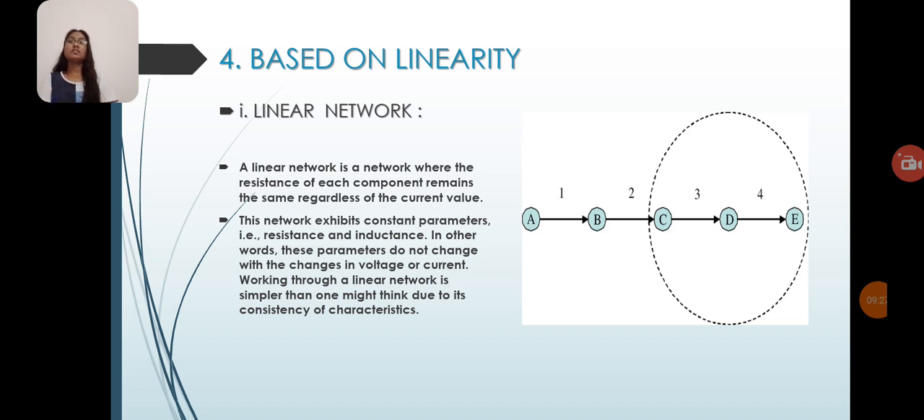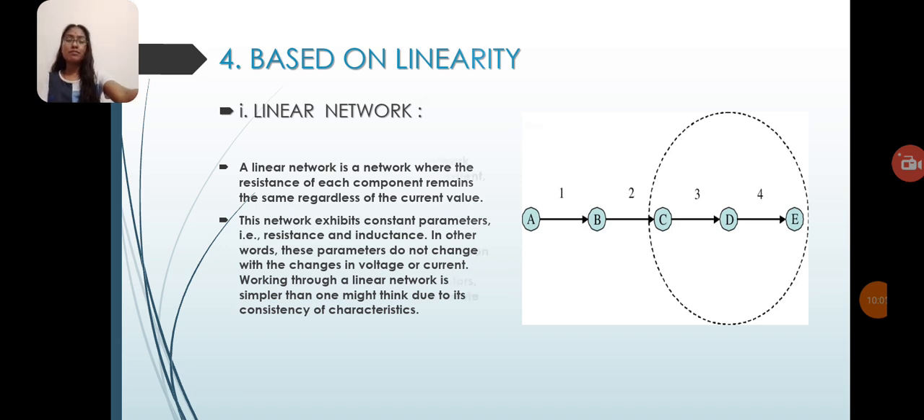In this, the first one is linear network. A linear network is a network where the resistance of each component remains the same regardless of the current value. This network exhibits constant parameters, that is resistance and inductance. In other words, these parameters do not change with the changes in voltage or current. Working through a linear network is simpler than one might think due to its consistency of characteristics.